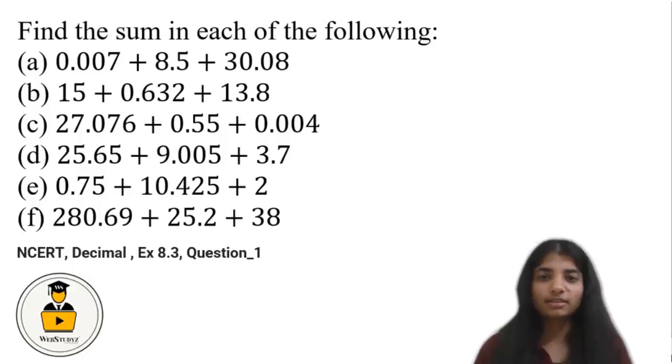Students, let's discuss the question. In this question, we have to find the sum of each of the following. Let's start with part A. We are going to add the terms. This is 0.007 plus 8.5 plus 30.08. We are going to add all these values.